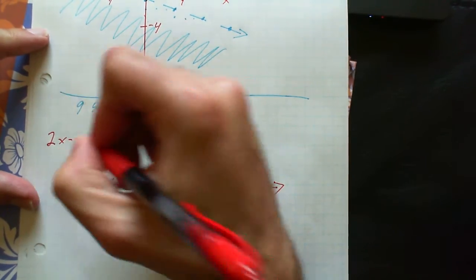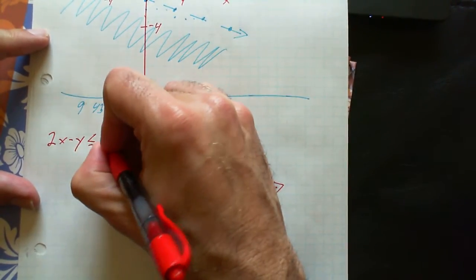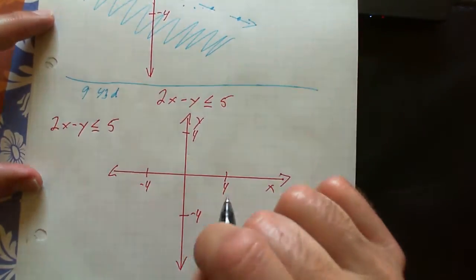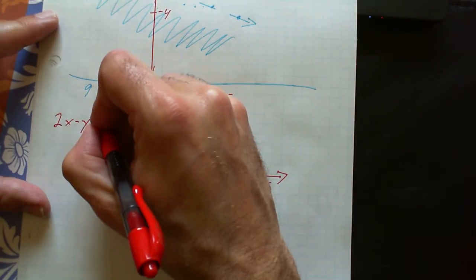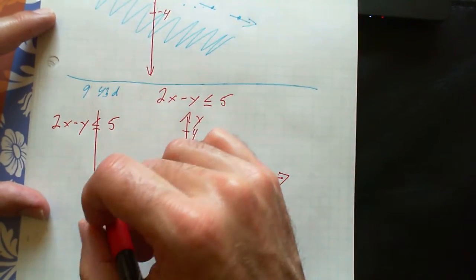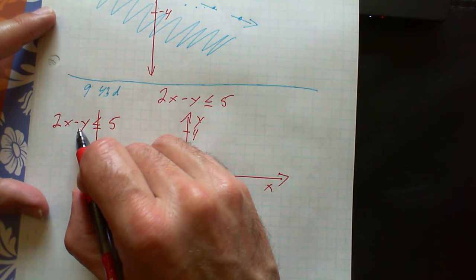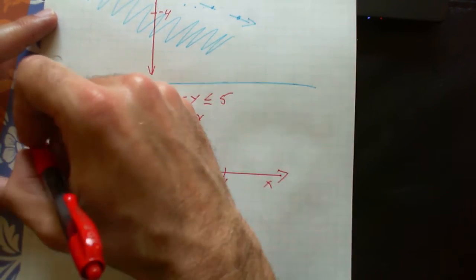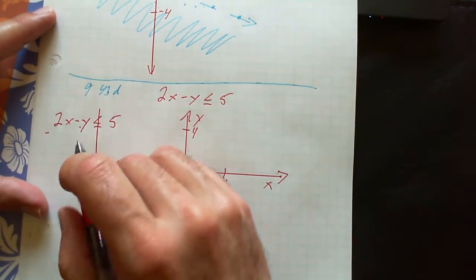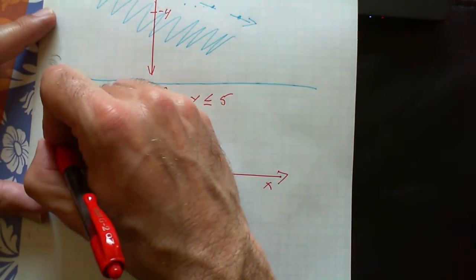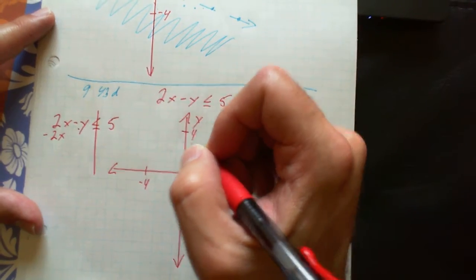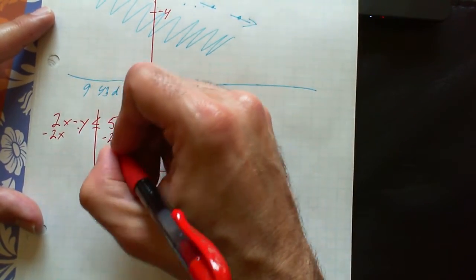2x minus y is less than or equal to 5. Okay, so let's get the y by itself. I'm just going to draw my line. I have a 2x and a negative that I need to get rid of. What do I get rid of first? Furthest away is the 2x, so I take away 2x. Right? I want to get the y by itself. I take away 2x. So I subtract 2x over here.